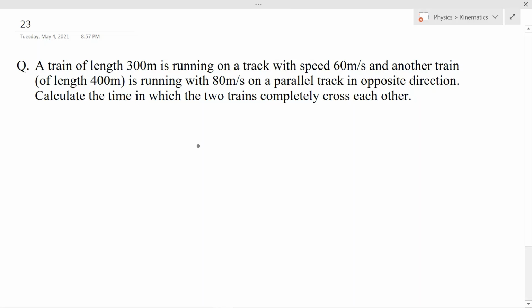Now this problem again is crucial, because it will test our understanding of this concept. So let me draw the first train whose length is 300 meter. Let me draw a little bit here.